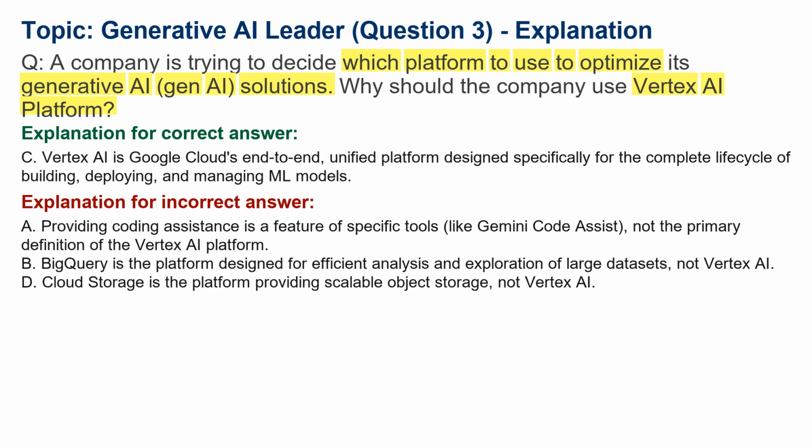A. Providing coding assistance is a feature of specific tools, like Gemini Code Assist, not the primary definition of the Vertex AI platform. B. BigQuery is the platform designed for efficient analysis and exploration of large datasets, not Vertex AI. D. Cloud Storage is the platform providing scalable object storage, not Vertex AI.